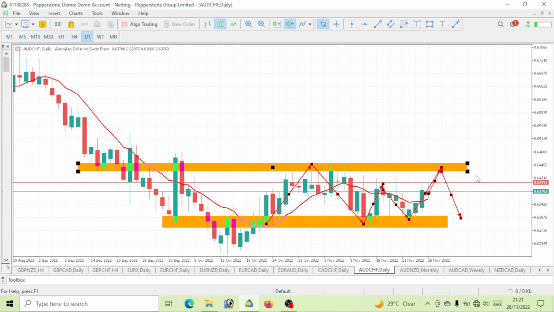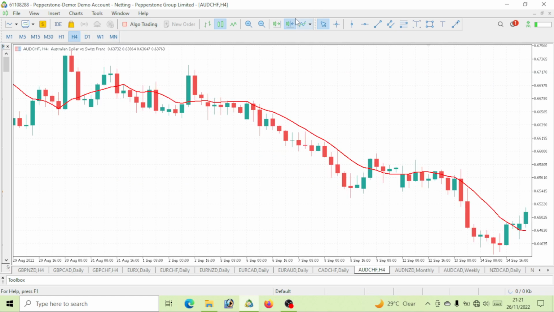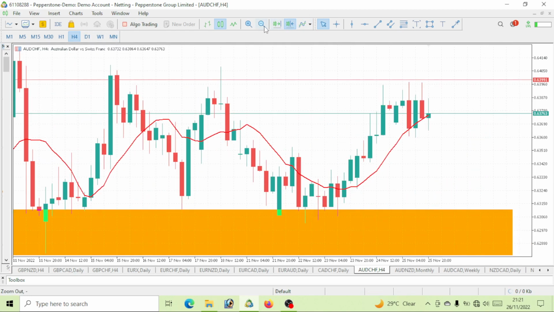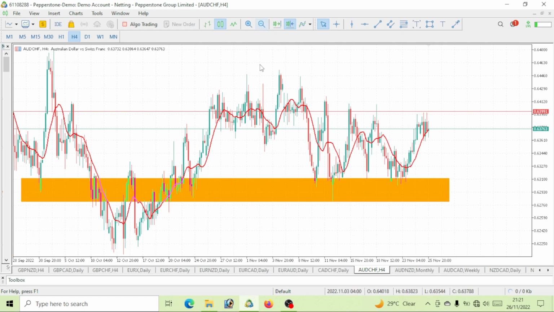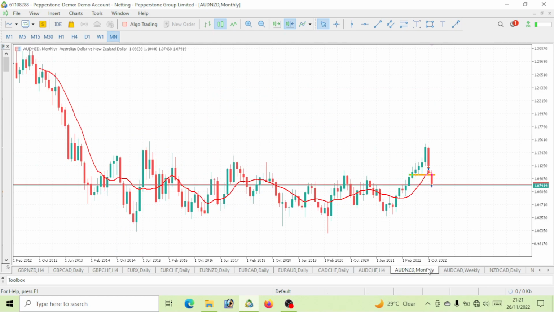Once it has hit this resistance level, we should get a drop on AUD Swiss franc on this 4-hour time frame. So you should kind of see it. You should see it reject at these highs. So you should see it go up a little bit, reject at this side before it drops on AUD Swiss franc. So the next one we have is AUD New Zealand dollar.